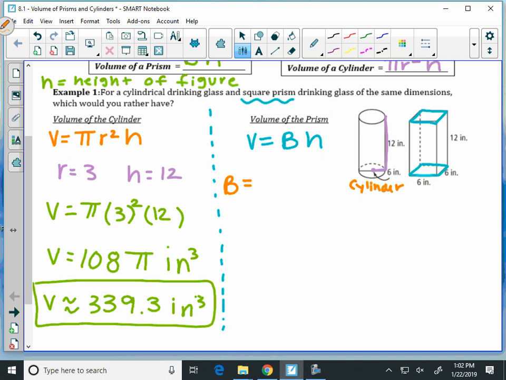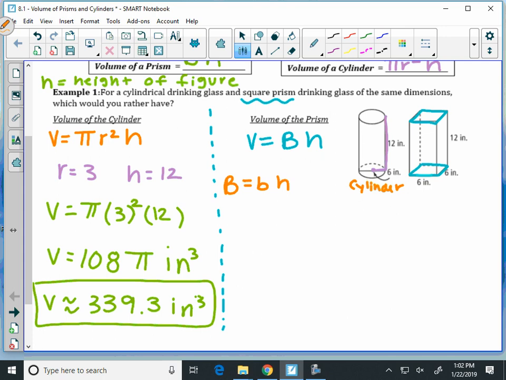If it's a square prism, what's the shape of the base? Square. So what's the formula for the area of a square? Someone said it. What is it? Because look, that's not how it's written on your formula sheet. Base times height. This is how it's written on your formula sheet.